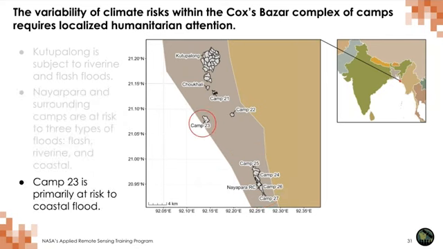And then Camp 23 here is primarily at risk of coastal flood. It's on the coastal plain and is right on the coastline. Flash floods, yes, there is a low risk. Riverine floods, no, because there are only very small streams flowing through here.